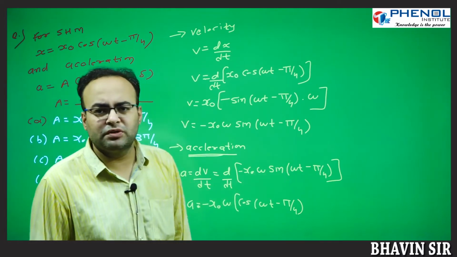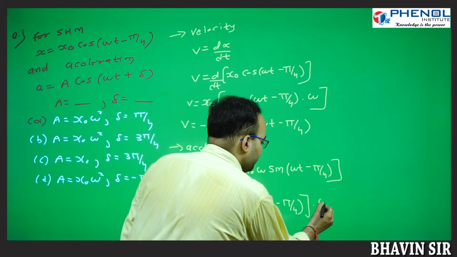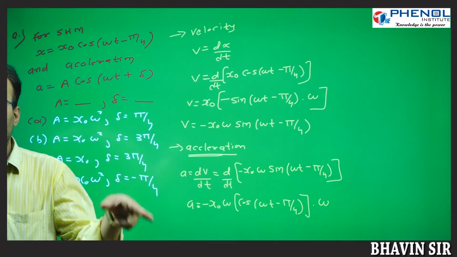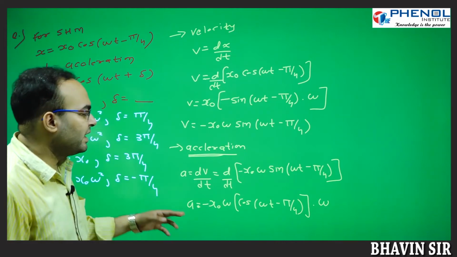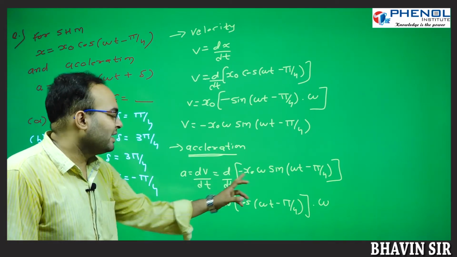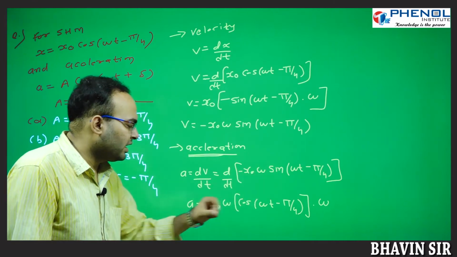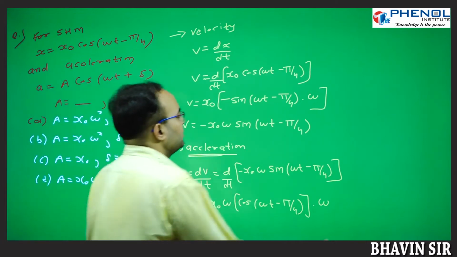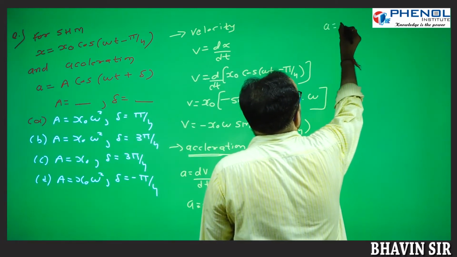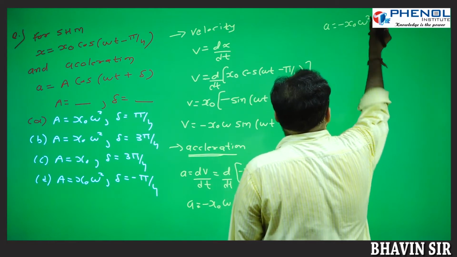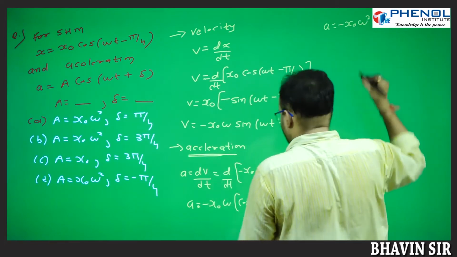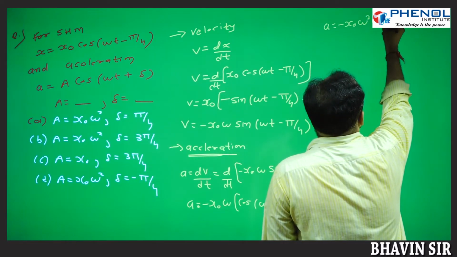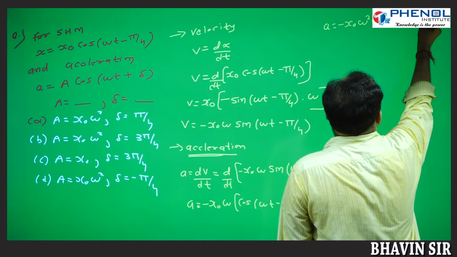What is the coefficient of t? Omega. So again multiply with omega. Second differentiation: minus x naught omega is constant, differentiation of sine is cos, and the coefficient of t is omega. So what is the acceleration, students? Minus x naught omega square, because omega into omega is omega square, cos omega t minus pi by 4.